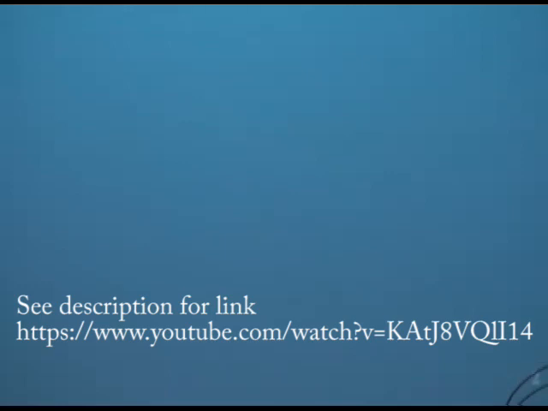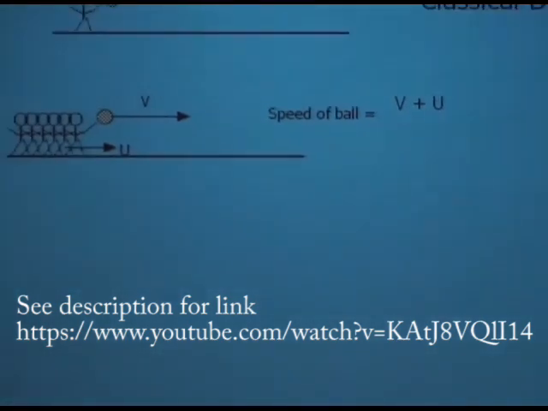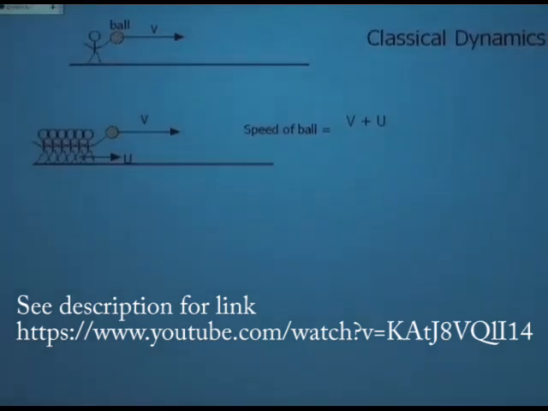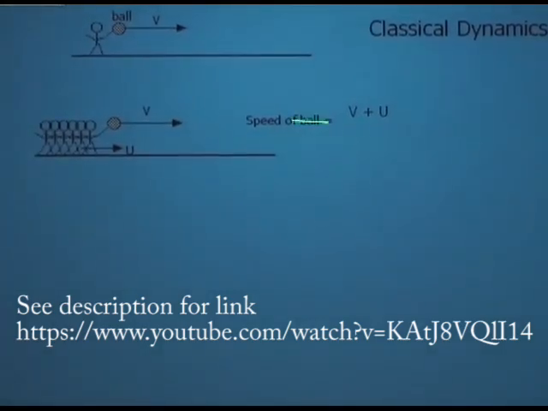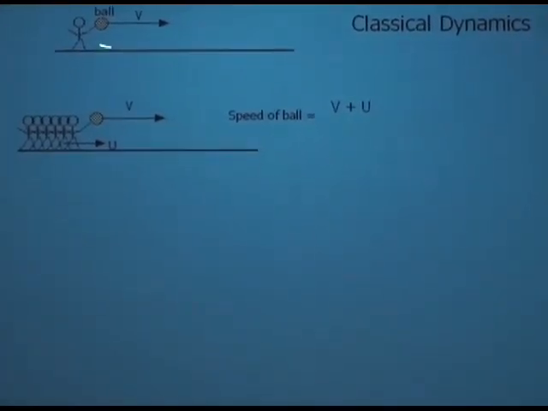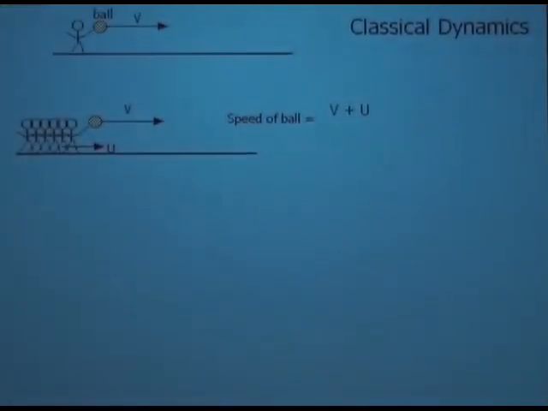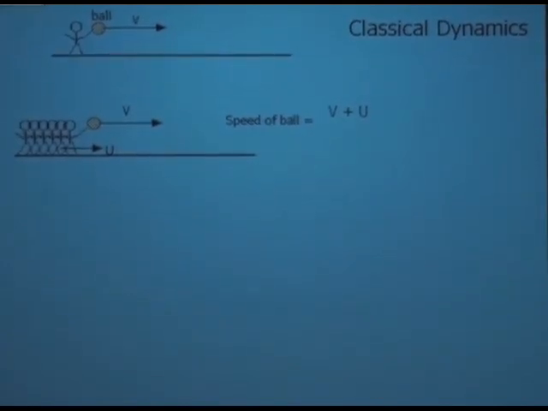Last time I stopped at the introduction to special relativity, where we talked about the discrepancy between classical dynamics, where you normally add speeds. If you're running at a speed u and you throw a ball at a speed v, then the speed of the ball is v plus u. So this is classical dynamics.